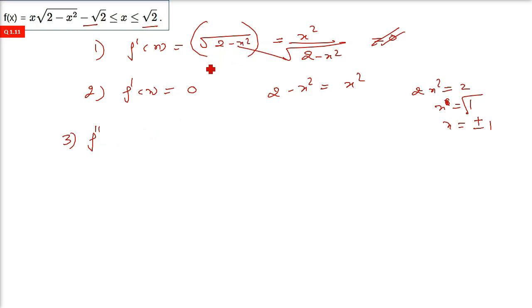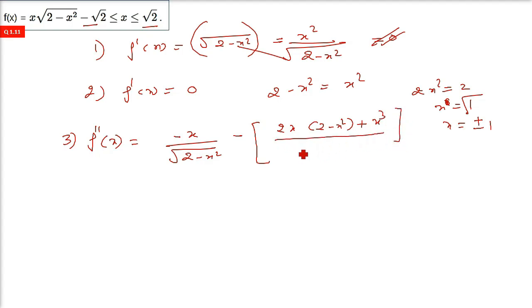Next step is to find out the double differentiation. We are going to differentiate what we have differentiated earlier. So this is going to be the double differentiation or second derivative. And this is done only for finding out the sign at these critical points. That means if I write the double differentiation, it is going to be negative x divided by under root 2 minus x square. And since we have done all the differentiation, a whole chapter we have completed, that's why I am writing it, because this is the differentiation of the differentiation. It is not the original differentiation.